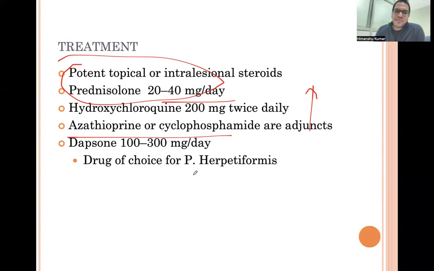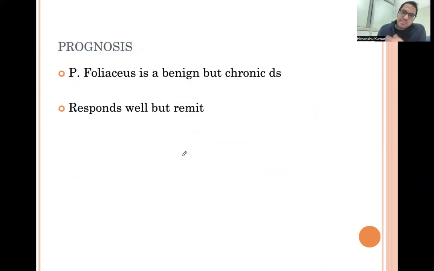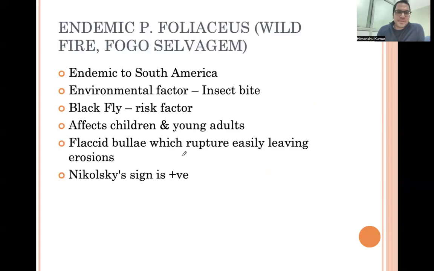Dapsone we can give mainly for pemphigus herpetiformis. So pemphigus herpetiformis is usually where the lesions appear in a herpetiform distribution, grouped blisters. In resistant cases, intravenous immunoglobulins, then mycophenolate, these are all alternative treatments. Prognosis is benign but chronic, responds well but can relapse.